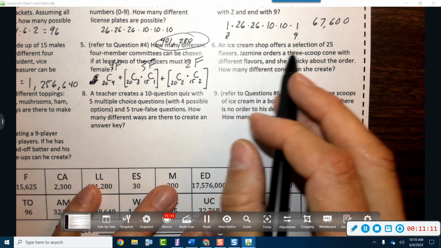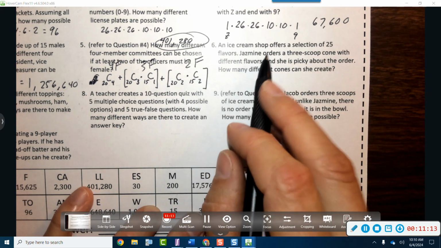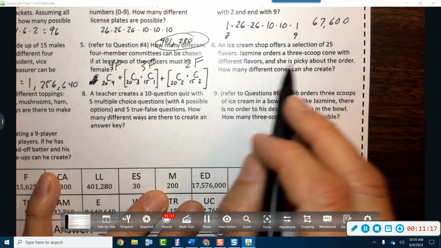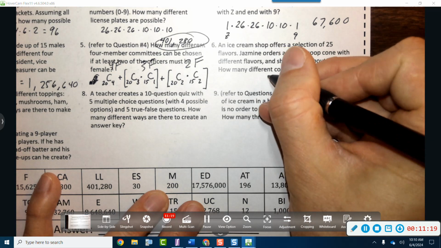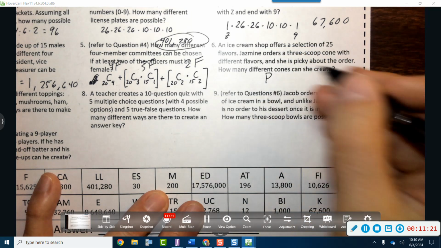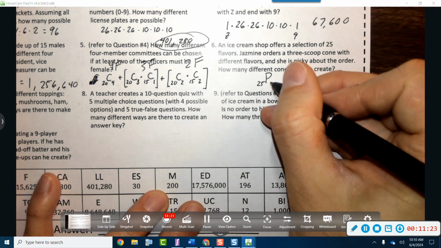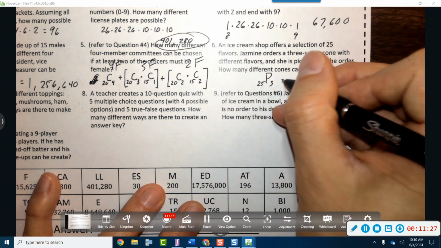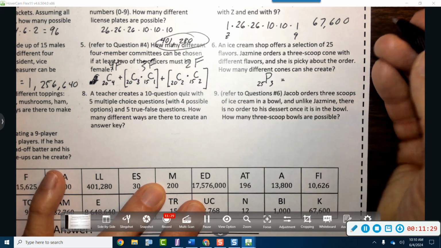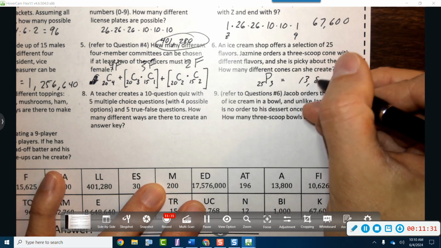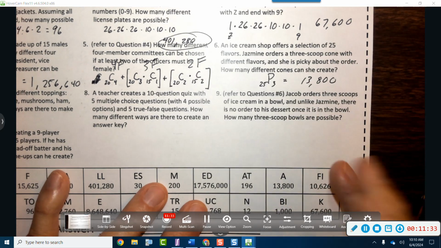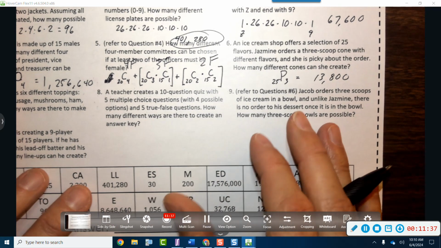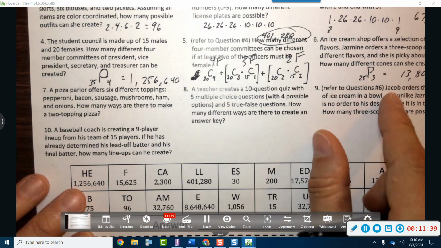Anyways, an ice cream shop offers a selection of 25 flavors. Jasmine orders a 3-scoop cone with different flavors, and she is picky about the order. Okay, so now they're saying that the order does count, and she's going to have 25 possible flavors. She's going to choose 3. That's probably a large number. It's hard to believe that there'd be 13,800 different ways of arranging 3 scoops of ice cream, but there are 25 flavors, so that's what pushes that quite large.